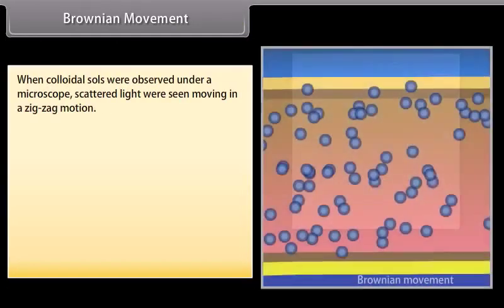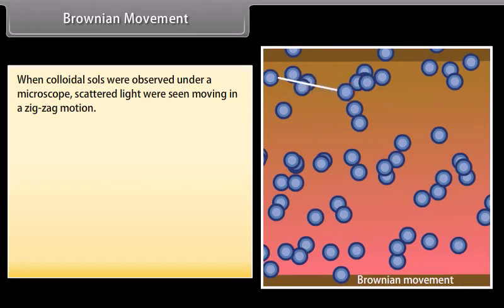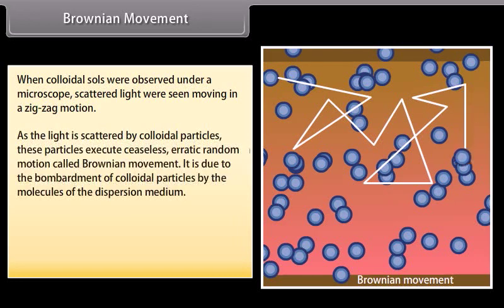Brownian Movement. When colloidal sols were observed under a microscope, scattered light was seen moving in a zigzag motion. As the light is scattered by colloidal particles, these particles execute ceaseless, erratic random motion called Brownian movement. It is due to the bombardment of colloidal particles by the molecules of the dispersion medium.